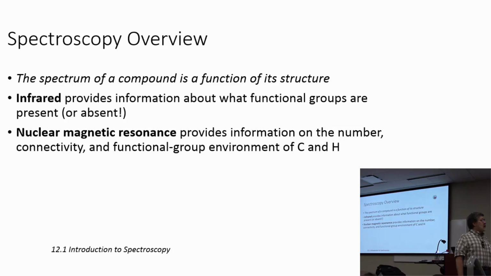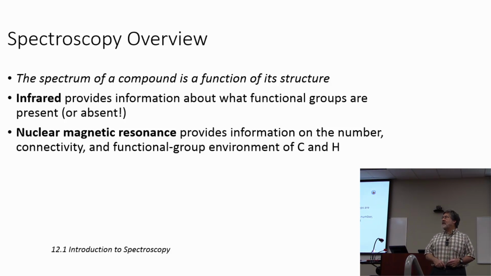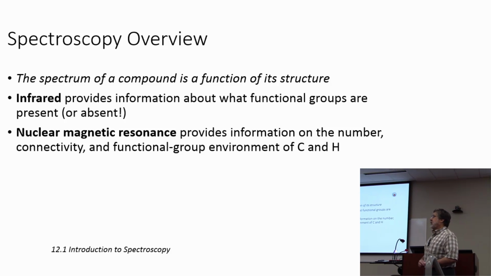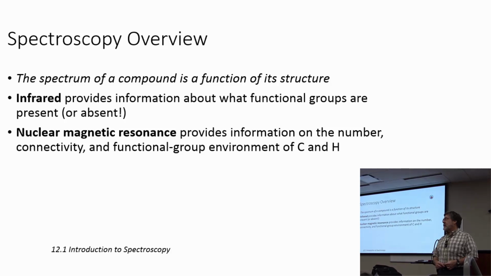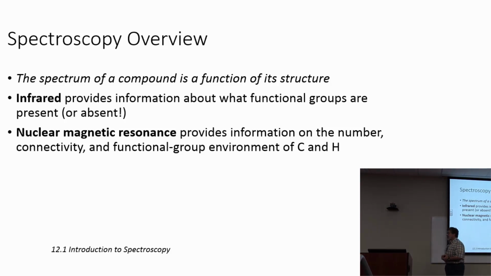Okay? So there is some overlap between the two, but where each one has its strength is that IR tells you about functional groups, and NMR tells you about connectivity: the number, connectivity, and the environment of carbon and hydrogen in a particular organic compound. Okay? Thoughts, comments, anything I need to say again?